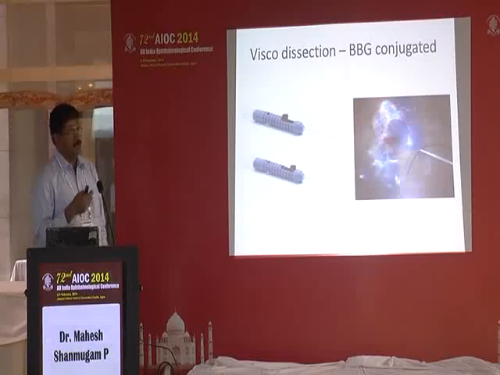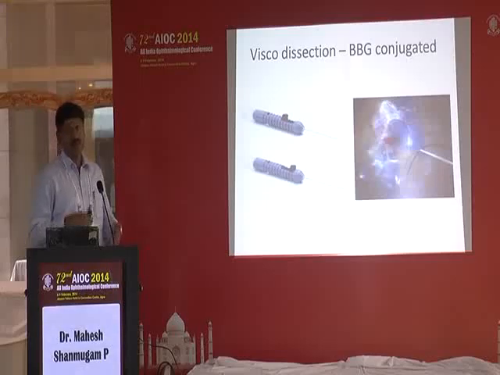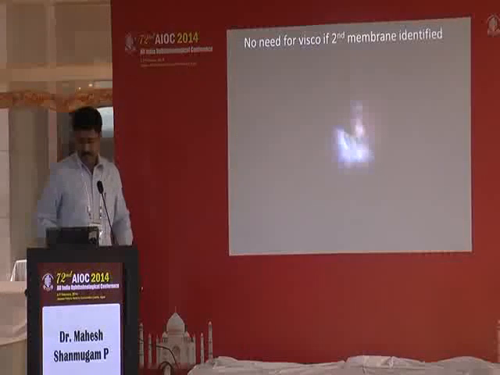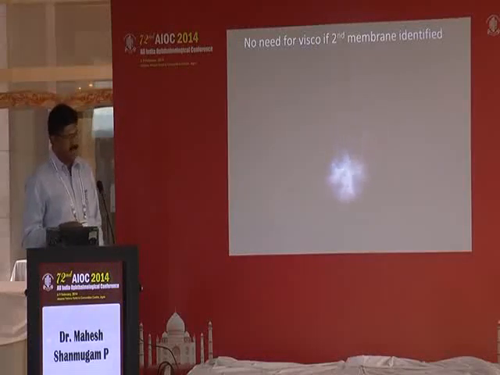This is once again a picture which one of the speakers showed. It's a cannula to inject viscoelastic to dissect the fibrous tissue off the retina, and to make the injected visco visible, you can conjugate it with a dye. That way you know where the visco is creating the separation point.